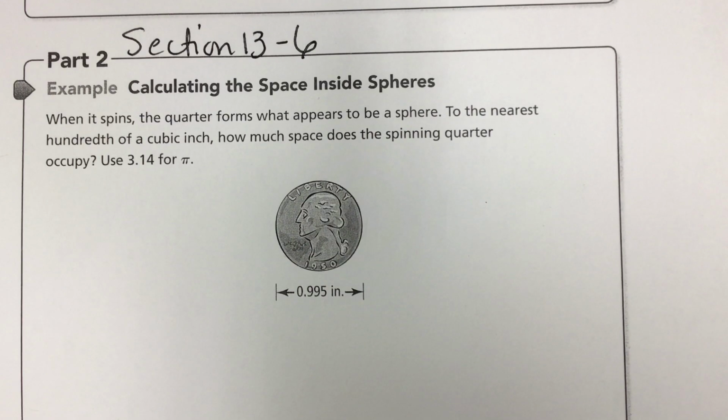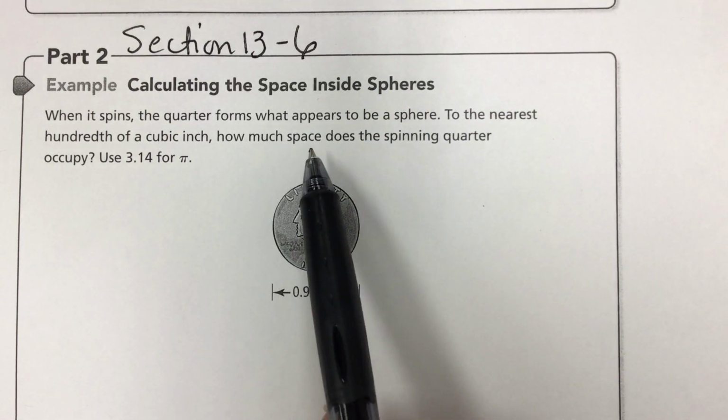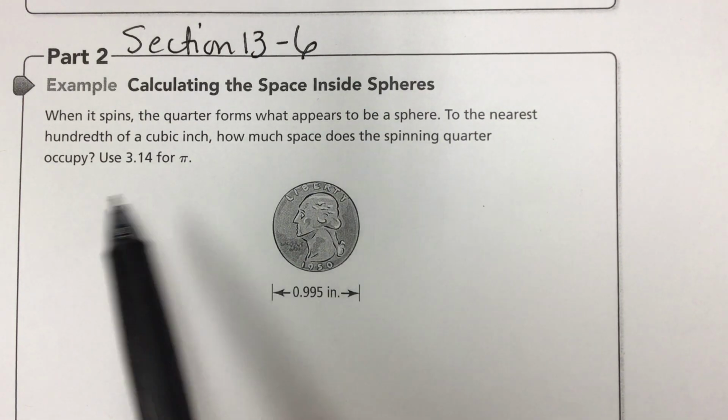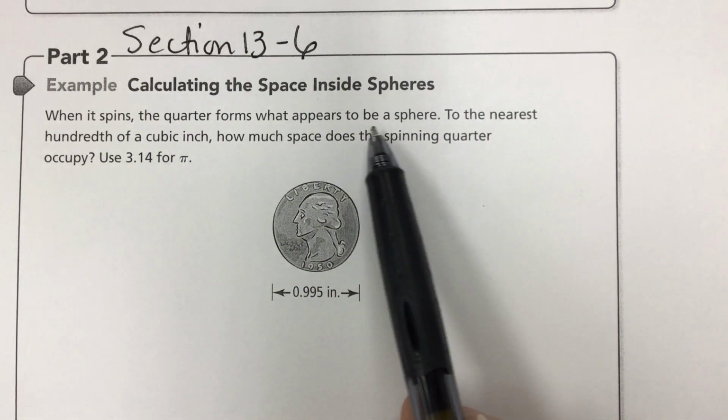Section 13-6, calculating the space inside spheres. When it spins, the quarter forms what appears to be a sphere. To the nearest hundredth of a cubic inch, how much space does the spinning quarter occupy? So, how much space does the spinning quarter occupy when it's spinning and it appears to be a sphere?